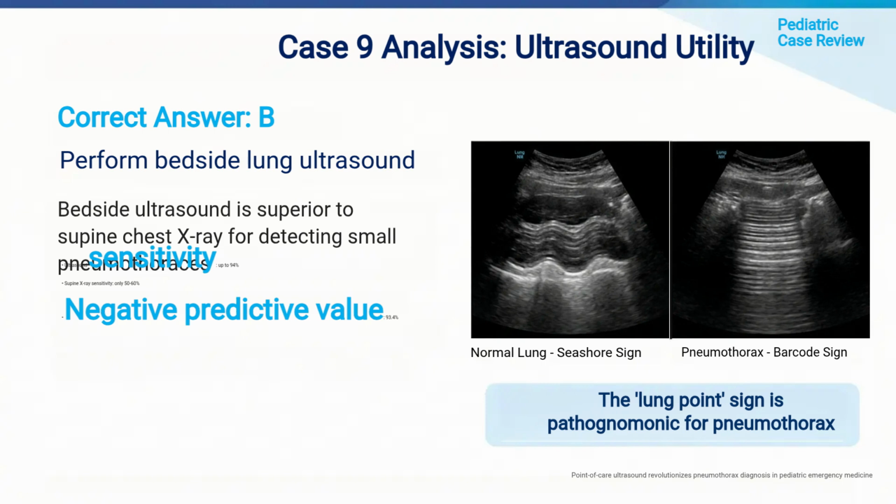On ultrasound, a normal lung shows the dynamic seashore sign reflecting lung sliding. In pneumothorax, lung sliding is absent and the barcode sign appears, indicating air in the pleural space. The lung point sign, where sliding appears on one side and disappears on the other, is 100% specific for pneumothorax. Point-of-care ultrasound has truly revolutionized pneumothorax diagnosis in pediatric emergency medicine.